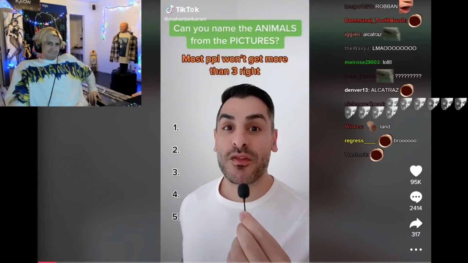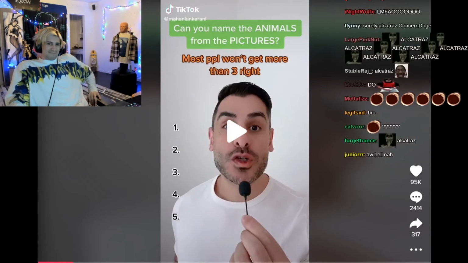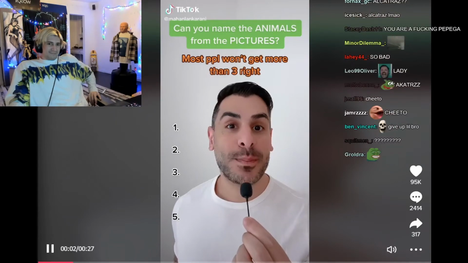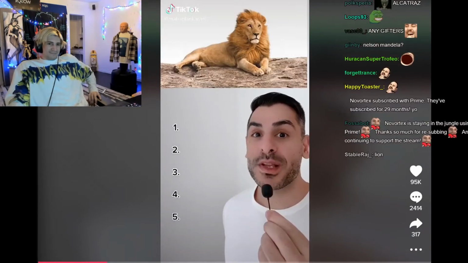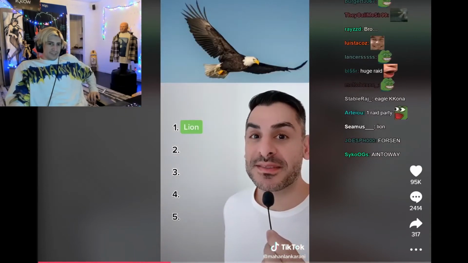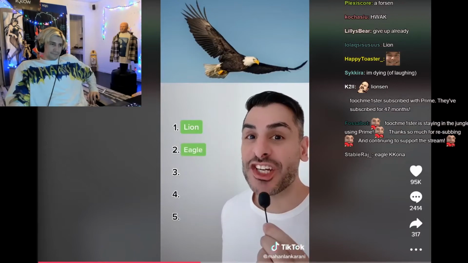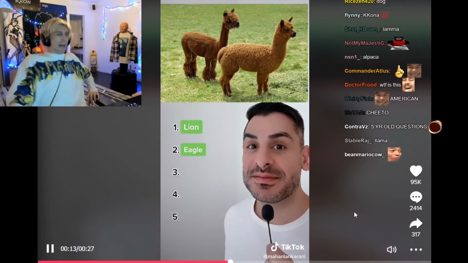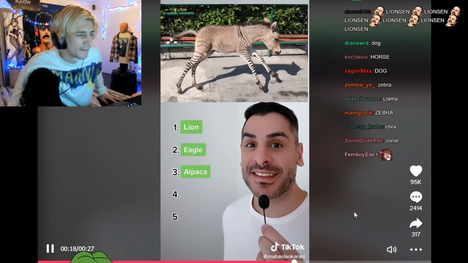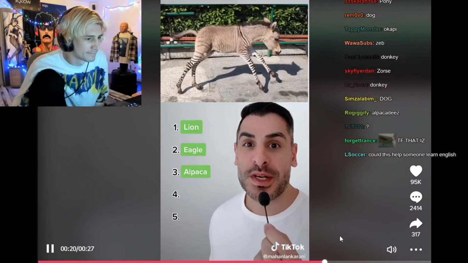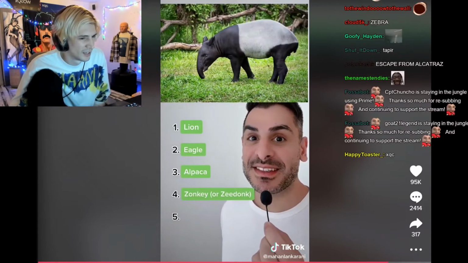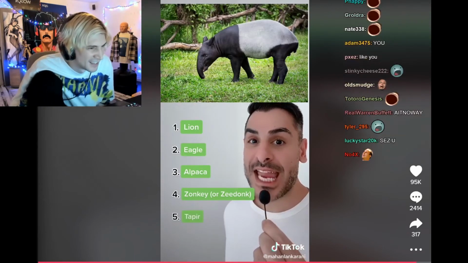Can you name the animal from a picture? Most people can't get more than 3 right. What animal is this? Lion. What about this? An eagle. What animal's this? Alpaca. How about this? Zebra. That's a cross between a zebra and a donkey. A zonkey. Do you know what this is? A tapir.